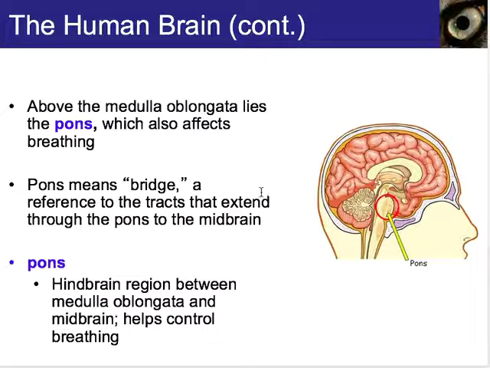The next part of the brain is called the pons. And the pons means bridge. It basically extends the pons in the midbrain. So it's connecting the midbrain to the rest of the brain. And it's really important in the control of breathing. So if I ask you what part of the brain is extremely important for control of breathing, you should tell me the pons.